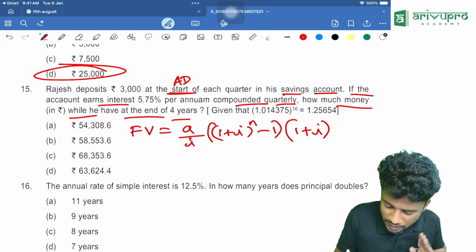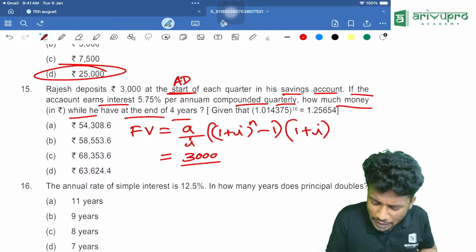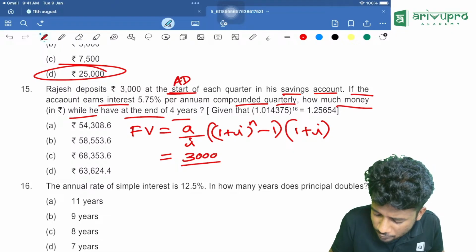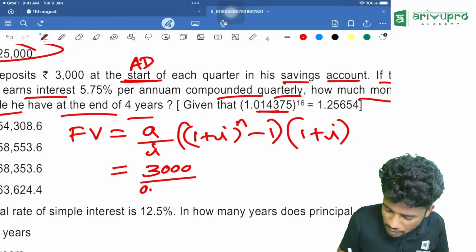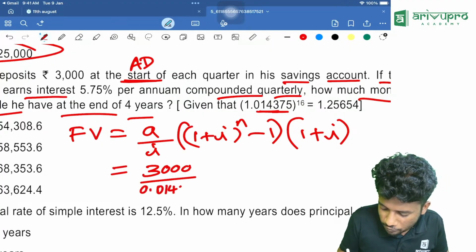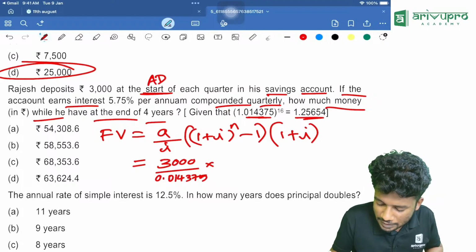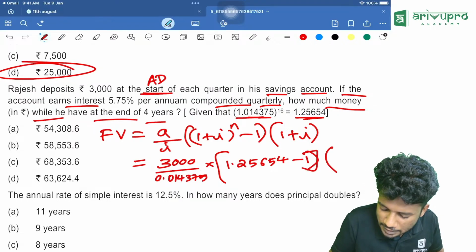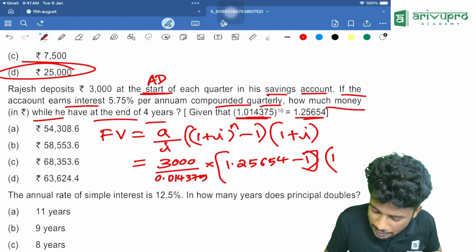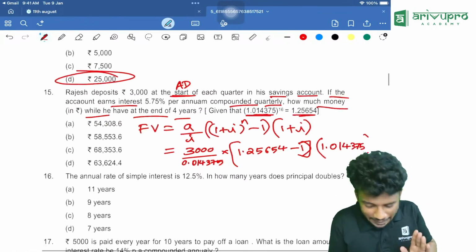Now, how to find this? Everything is given. So, 3,000. Now, people, since it is quarterly, we need to convert the I value. But actually, the I value is already converted and given in the bracket. So directly substitute it. That is 0.014375. Into (1 plus I) the whole raised to 16 is already given. That is 1.25654 minus 1, into 1 plus I, which is nothing but whatever is there inside the bracket, that is 1.014375. Just use calculator, people. You can directly get the answer.